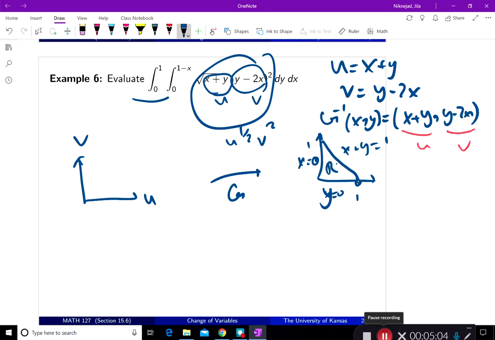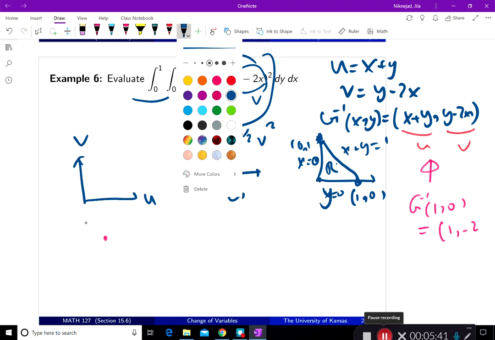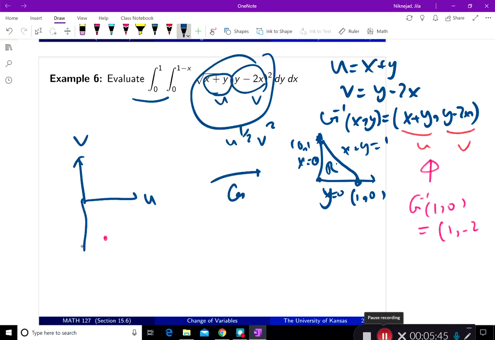So I can think about just finding the pre-image of these 3 points, which here are 1 and 0, then 0 and 1. Plug 1 and 0 into here, and I get 1 and negative 2. So G inverse of 1 and 0 is going to be 1 and negative 2, out here. And then the next thing that I want to find is G inverse of 0 and 1. If I plug it in here, 0 for x, 1 for y, I get 1 and 1.